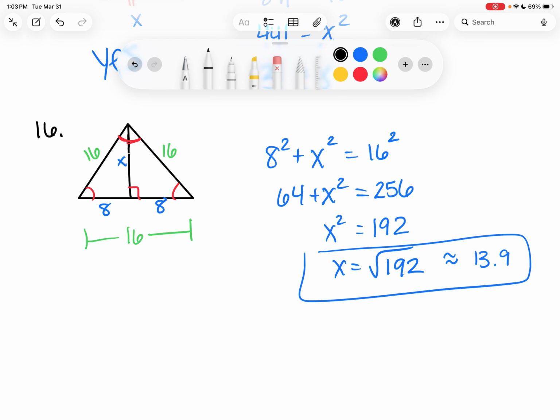Whatever you're solving for, the side length should make sense. If I'm solving for the hypotenuse and I get a really tiny side length that's smaller than the other side lengths, then I know something's wrong, right? Because our hypotenuse should always be the longest side of our triangle.